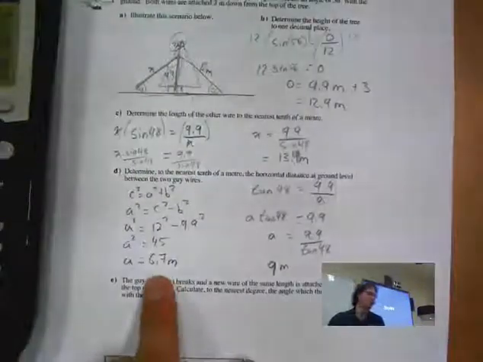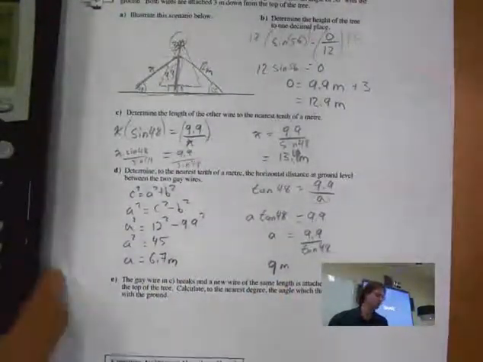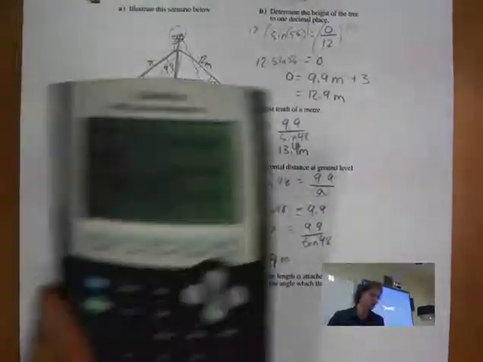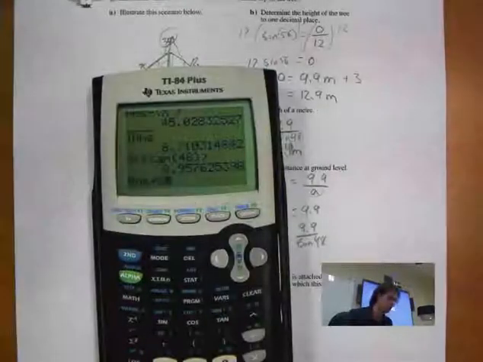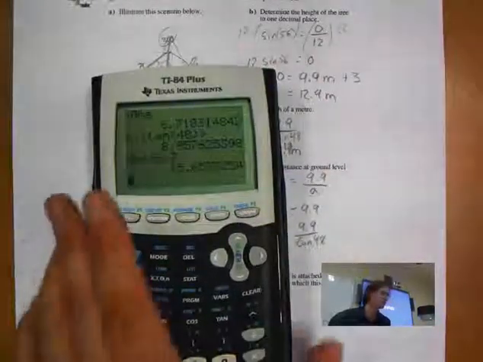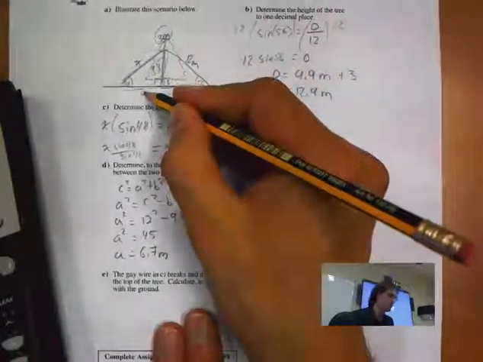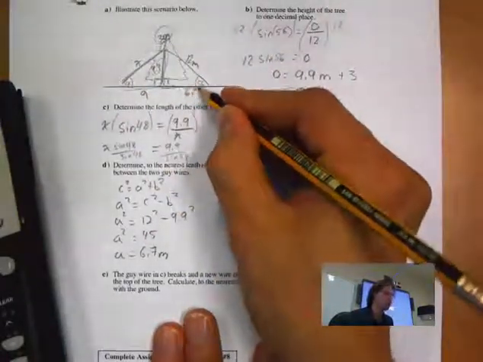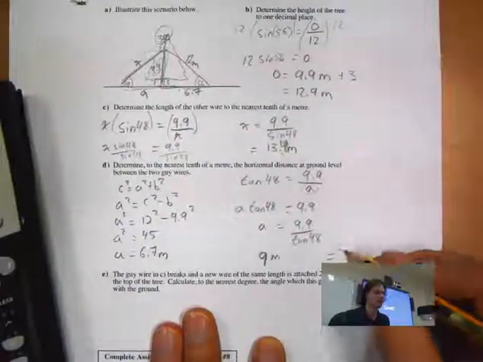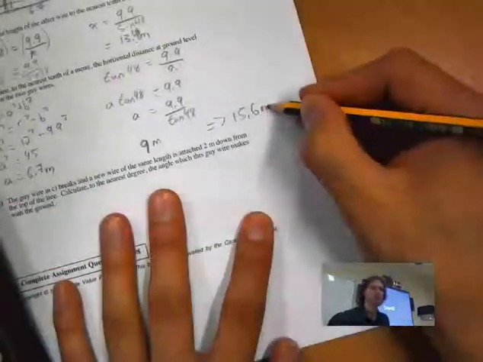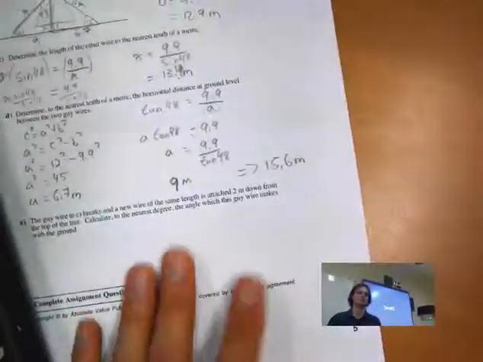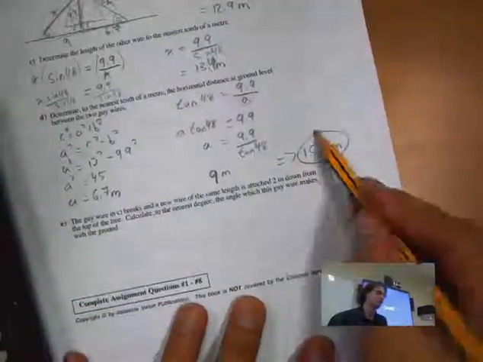Okay, now we have to add these two together. So I go 9 plus 6.7 is equal to 15.6 meters. Right? Because this is 9, this is 6.7, and I'm going to end up getting 15.6 meters. So we have to add those two together. Okay? So that's my answer.